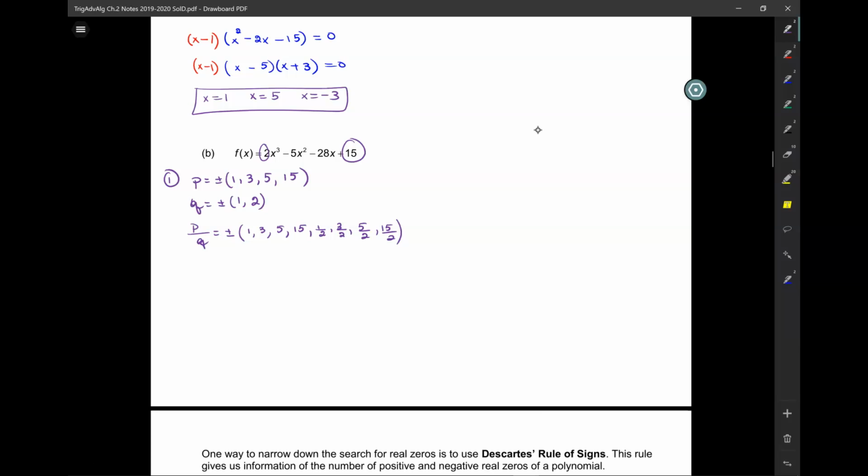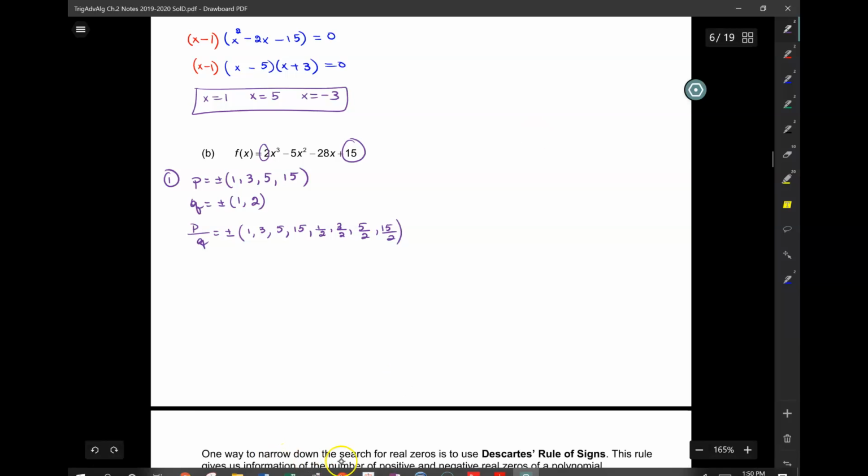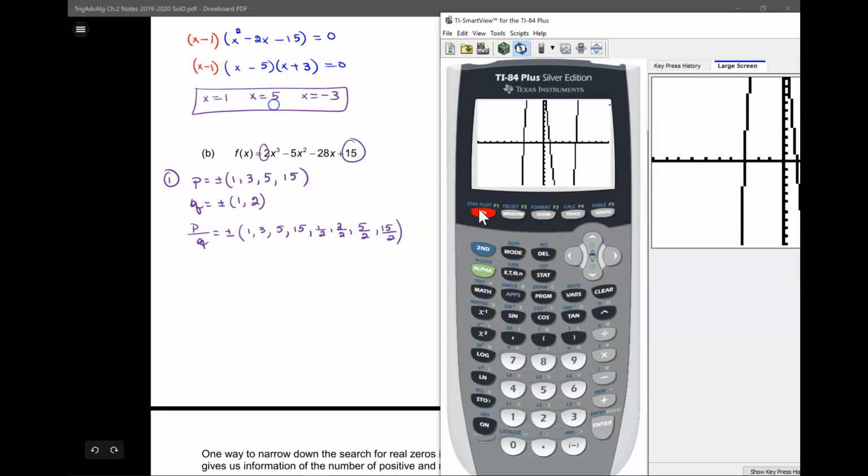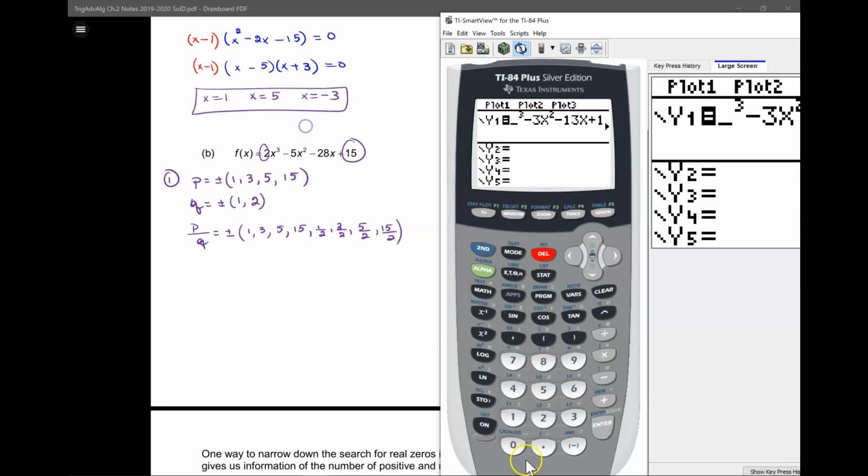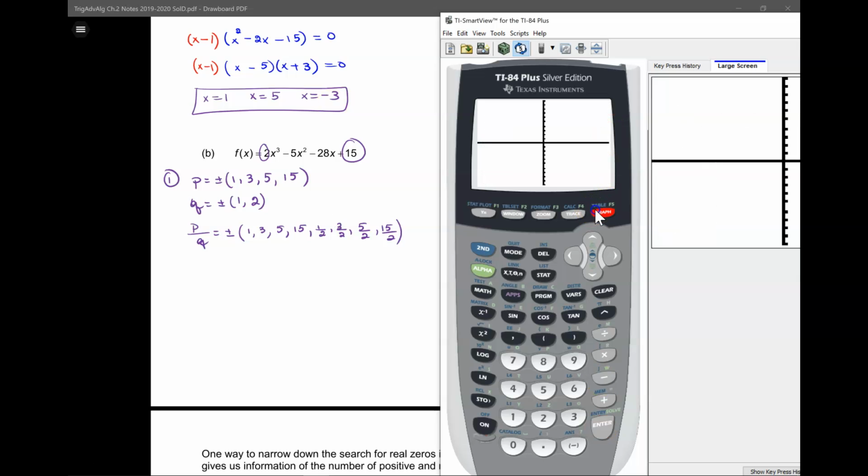Now, how many in this list? 8 times 2 is 16. So you would have to do synthetic division a whole bunch of times. But we're using our calculator. So let's go ahead and graph that function. And because they look so similar, I could just edit my first one. So it's 2x cubed minus 5x squared minus 28x plus 15. Enter. Graph.